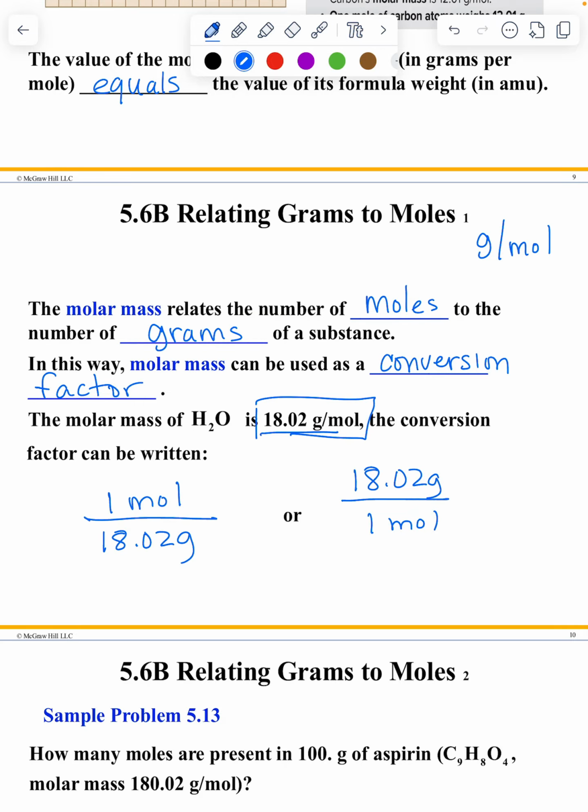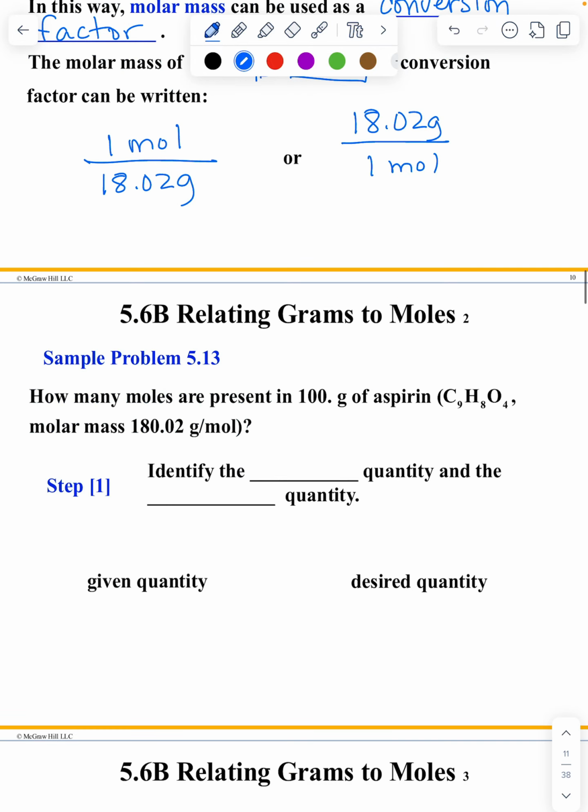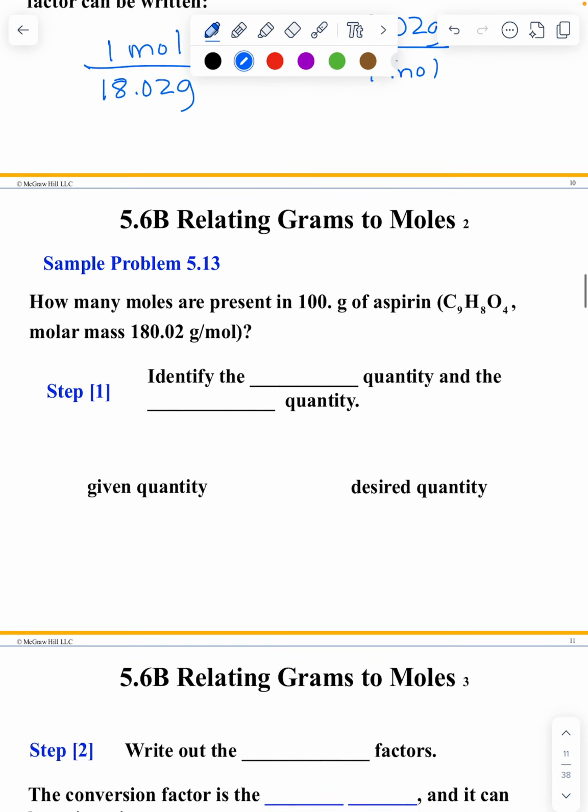And so in our next problem, we are going to convert between grams and moles. It says, how many moles are present in 100 grams of aspirin? Aspirin has a formula of C9H8O4. They were generous enough to give us the molar mass of aspirin, so we don't have to calculate that. But remember, we could calculate it very easily.